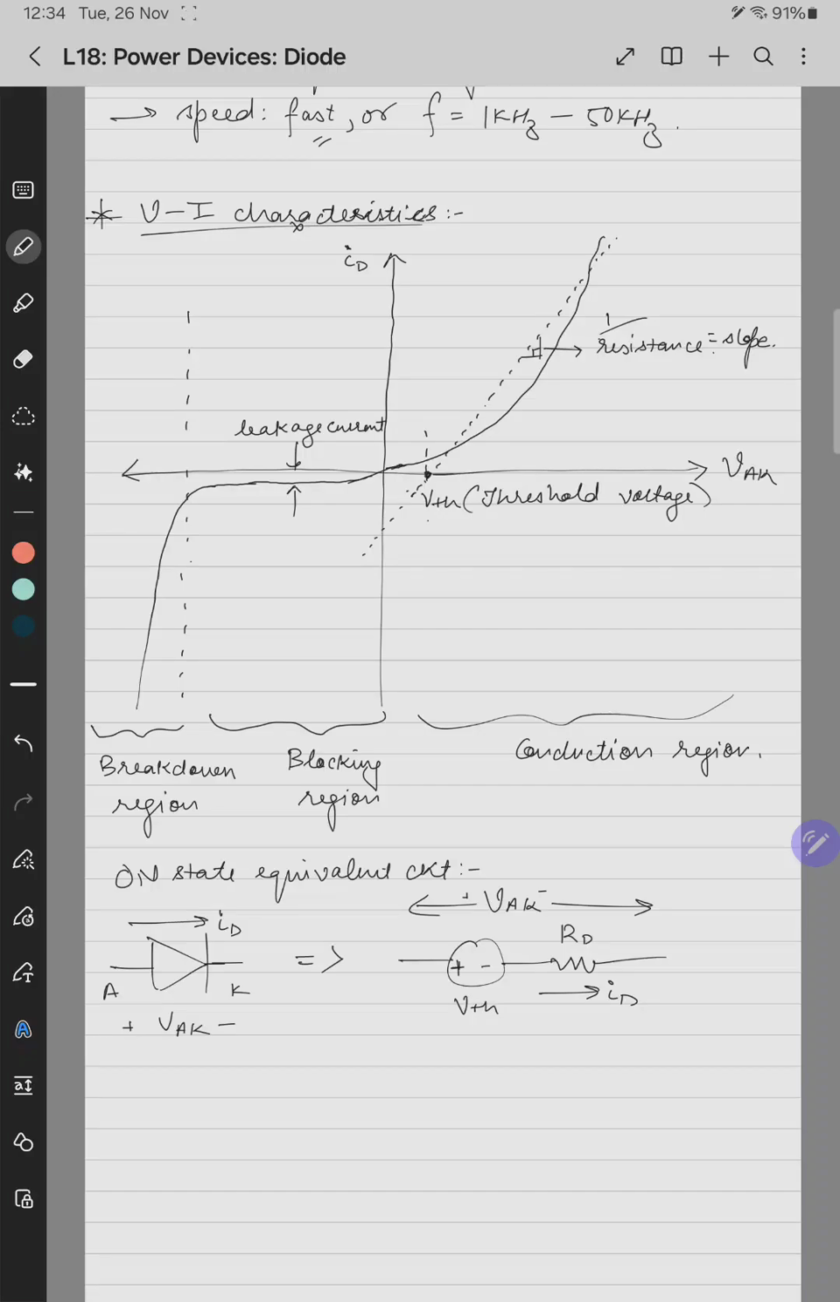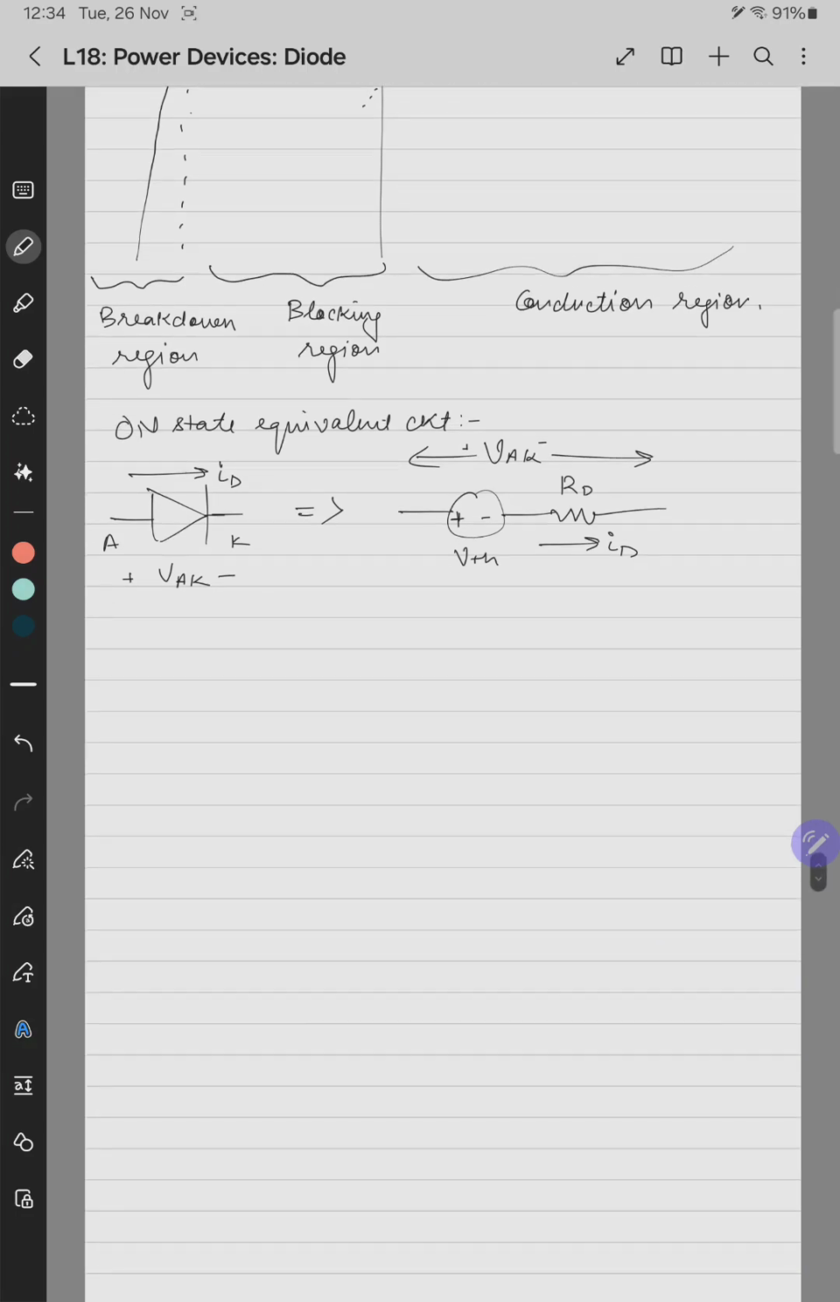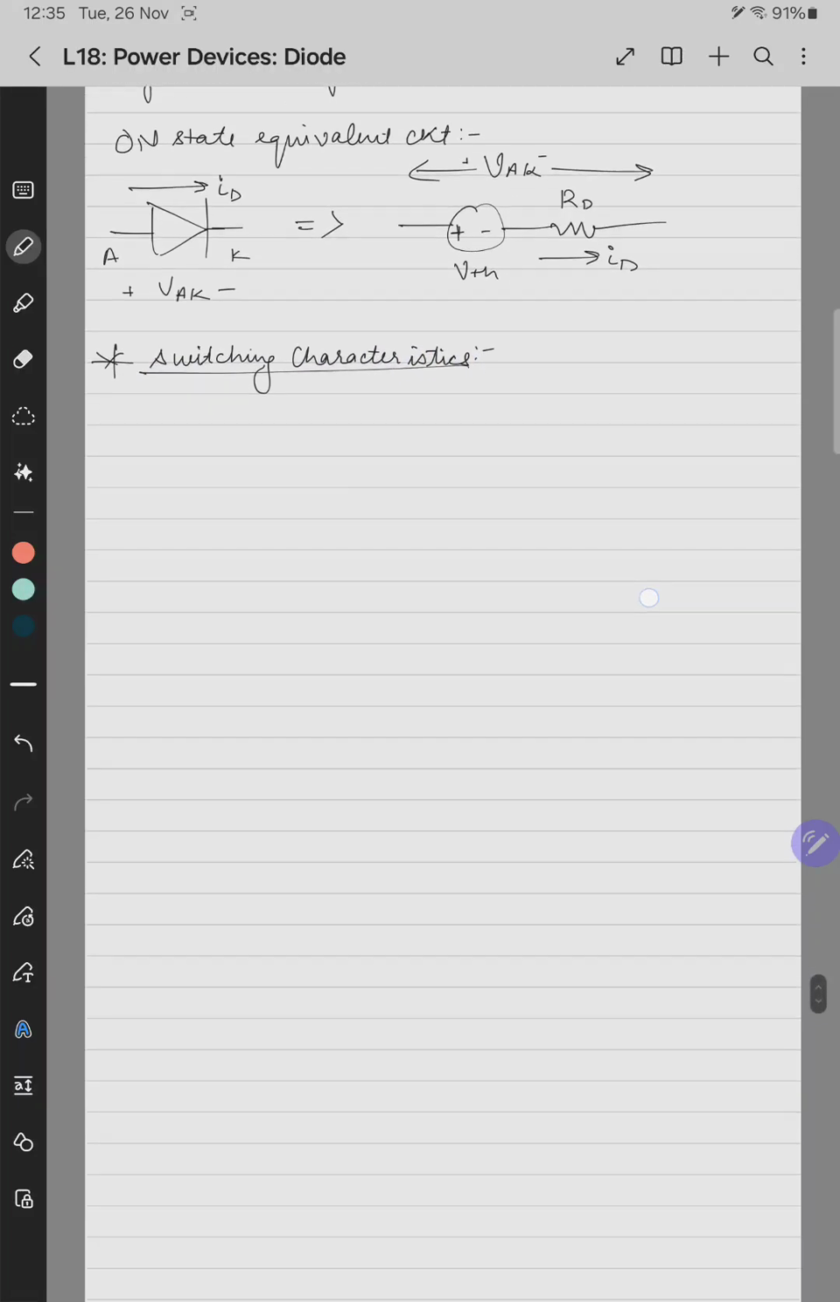So that is the switching characteristics. To study the switching characteristics, we should see how the diode should be connected in an electrical circuit, where the diode should turn on and turn off. Then only can we plot the voltage versus time graph and current versus time graph of the power diode. So for switching characteristics we'll make the circuit.